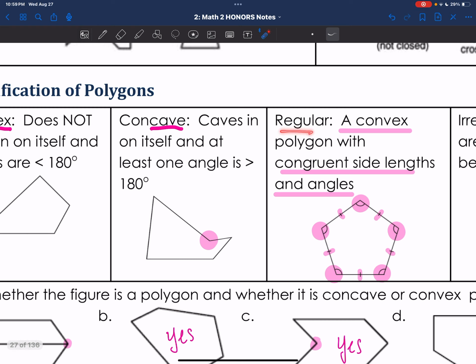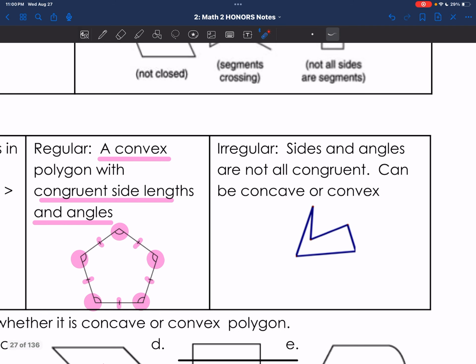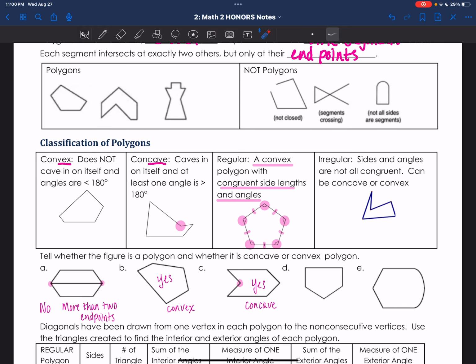Regular just means it's convex, so it doesn't cave in at all, with congruent sides and angles. So all the angles are congruent and all the sides are congruent. And then irregular just means sides and angles are not all congruent, and it can be concave or convex. It doesn't matter as long as it's a polygon.